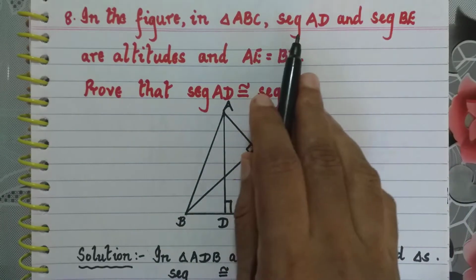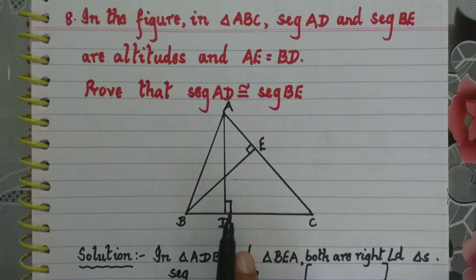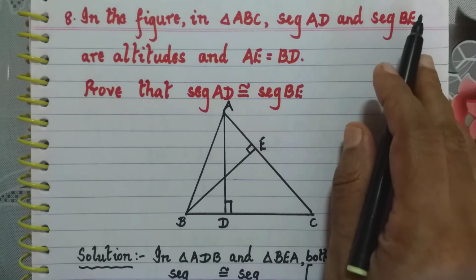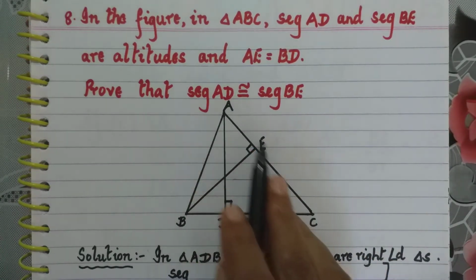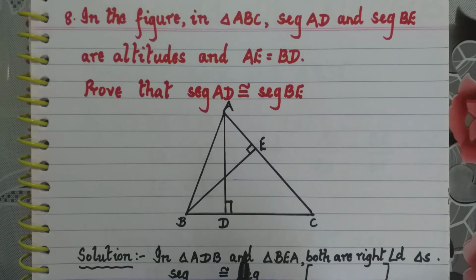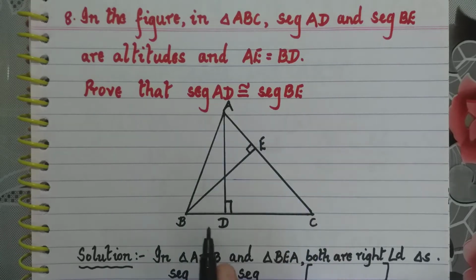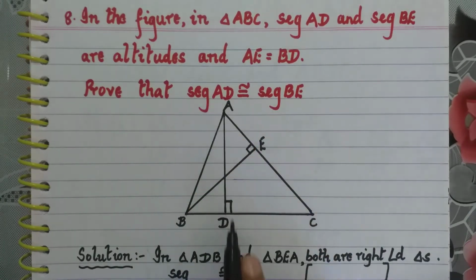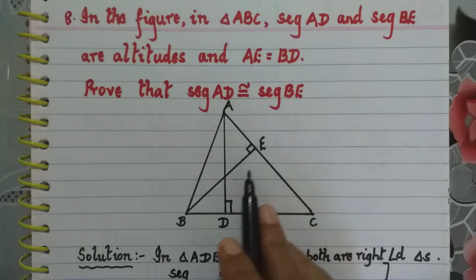Segment AD and segment BE are altitudes, means AD is perpendicular to BC and segment BE is also an altitude, so BE is perpendicular to segment AC. Also they have given that AE is equal to BD. What have we to prove? That this segment AD is congruent to segment BE.